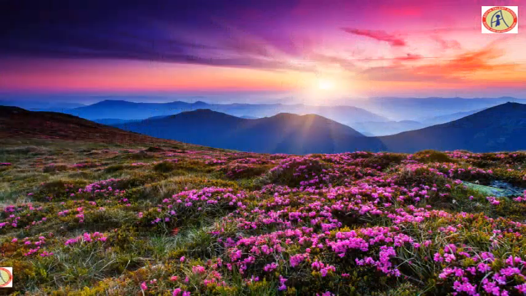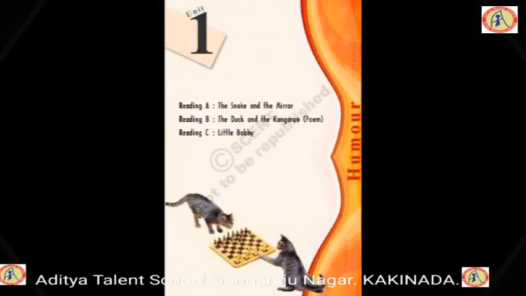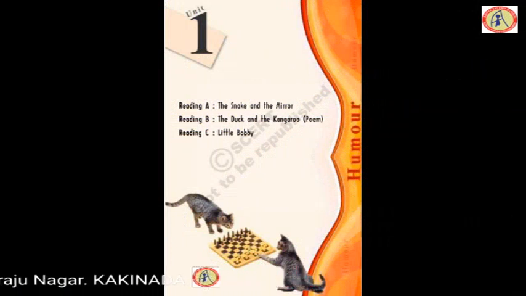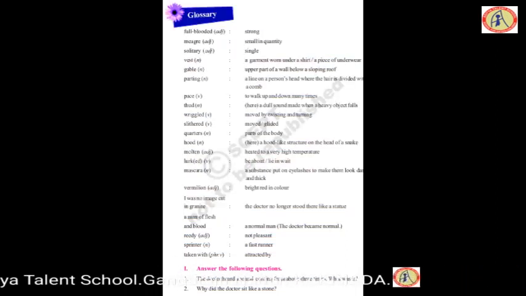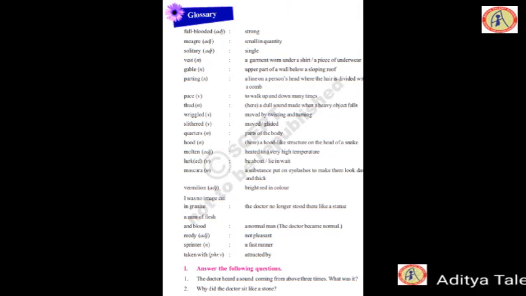Today we are going to see unit 1 reading A, the grammar part, and reading B and C. Clear? So that we can end our unit 1 completely. Now look at this glossary. These glossary meanings have to be written in your notebook, followed by the vocabulary part. Try to complete the vocabulary after reading the glossary meanings.